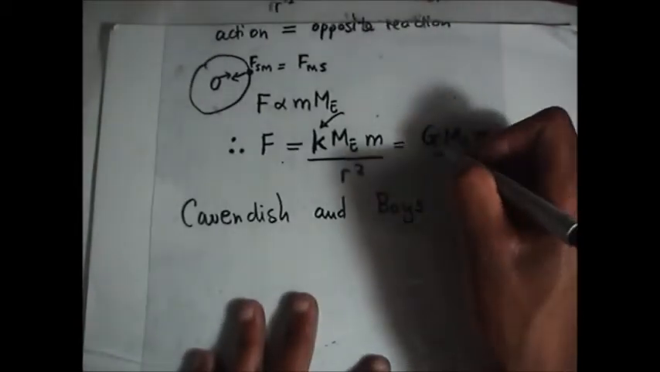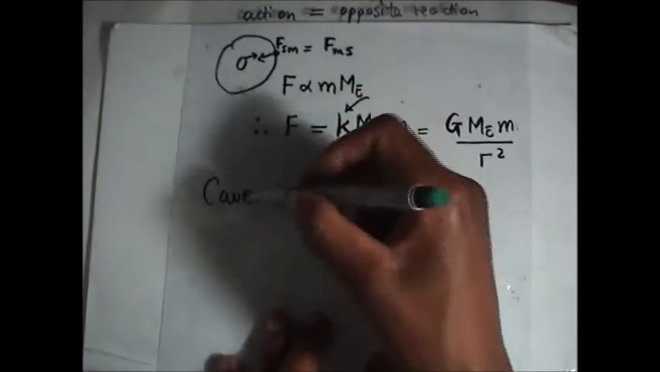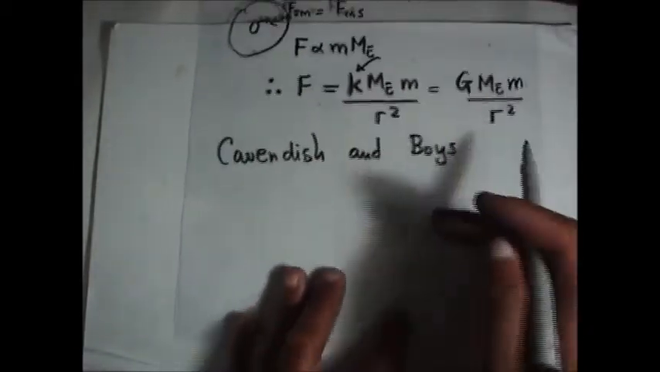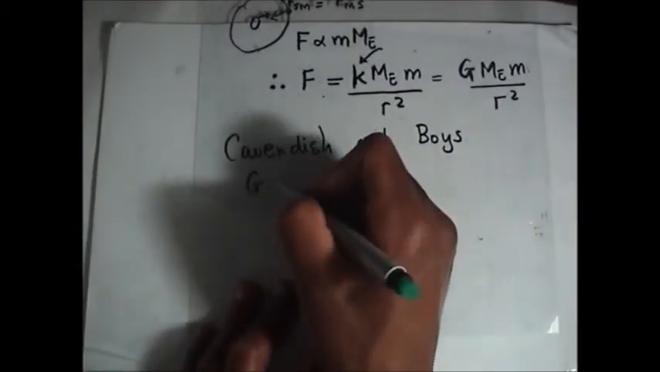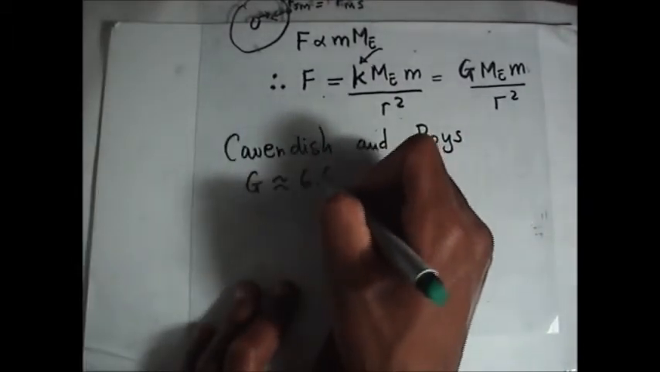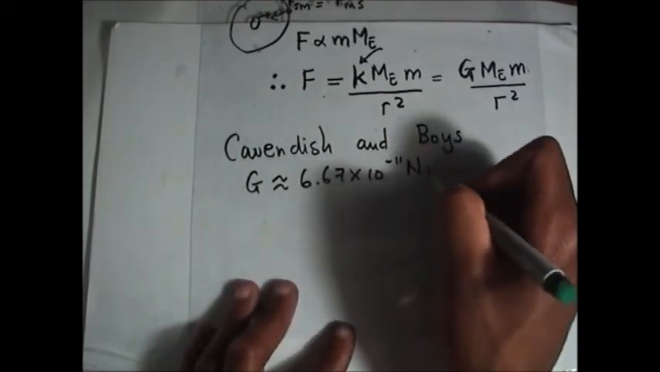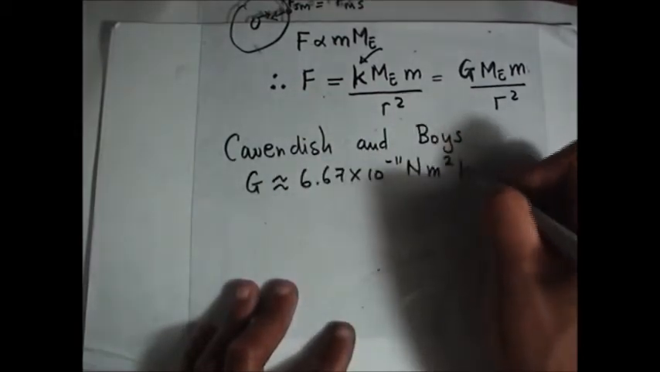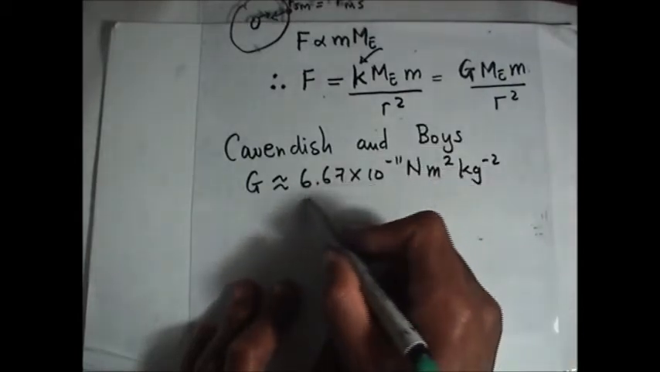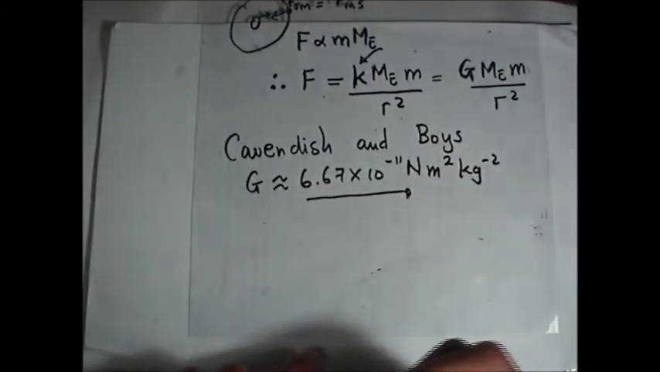It was the same constant, but for it to look prettier and to be consistent, it was changed to a G. So this G, called the universal gravitational constant, was measured by Cavendish and Boys in experiments, and they found that G was approximately equal to 6.67 times 10 to the power of minus 11 Newton meter squared per kg squared. That was the value of G after they calculated it.